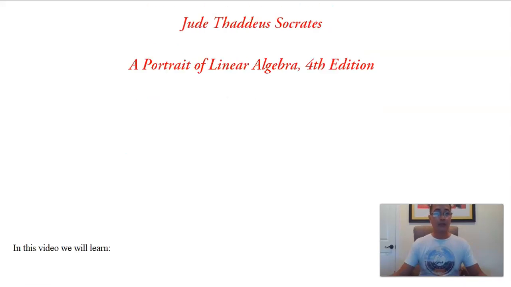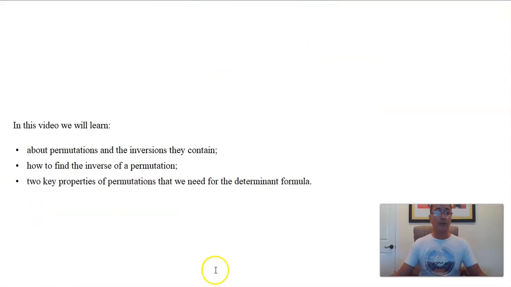So in our video for today, we will learn, of course, about permutations in general and the inversions that occur within these permutations. We will see how to find the inverse of a permutation because it happens to be both 1-to-1 and onto. We've heard those words before. We will see two key properties of permutations that we will need in order to understand the determinant formula and to compute it better.